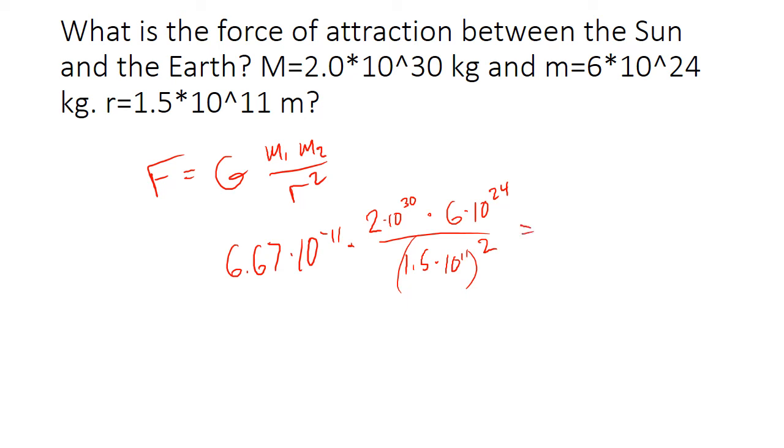Now we just got to type this into the calculator. Please make sure you actually type it in your calculator so that you know how to type this complicated formula into your calculator. 6.67 E, remember the E button, times 10 to the minus 11. You're going to get familiar with it real quick. Times 2 times 6 times 10 to the, let's cheat a little bit, 1.5 times 10 to the 11 squared.